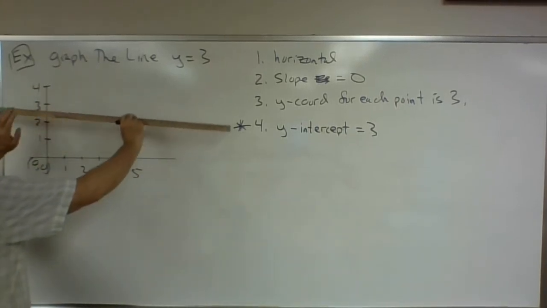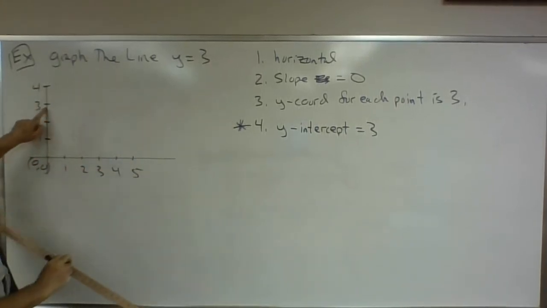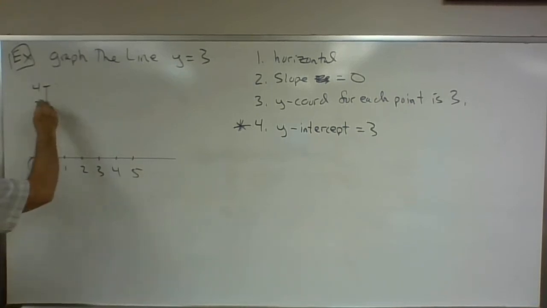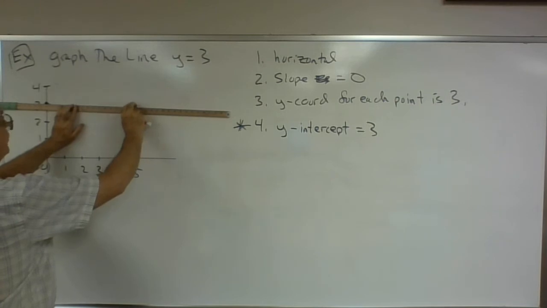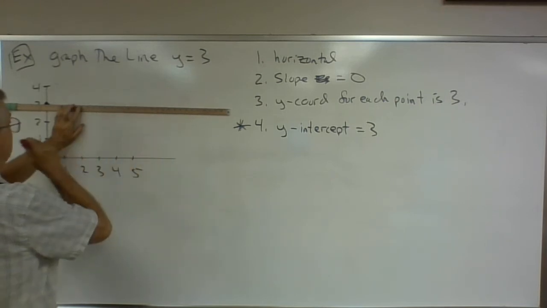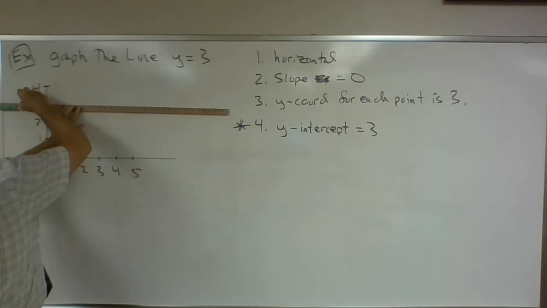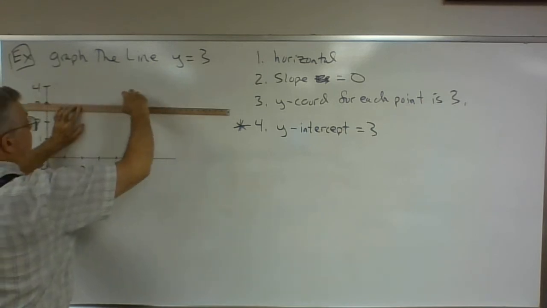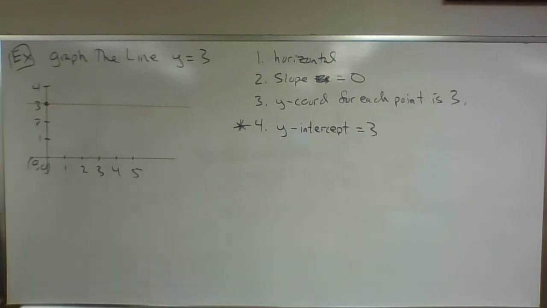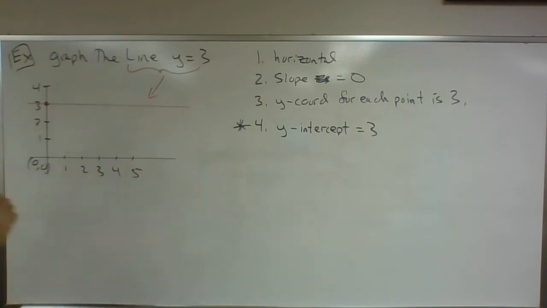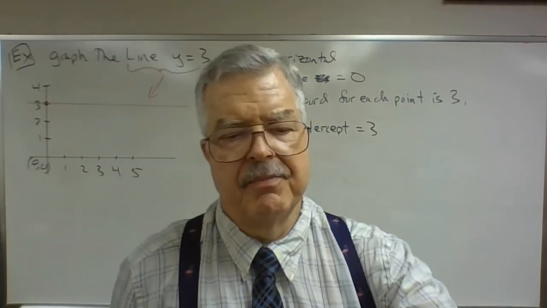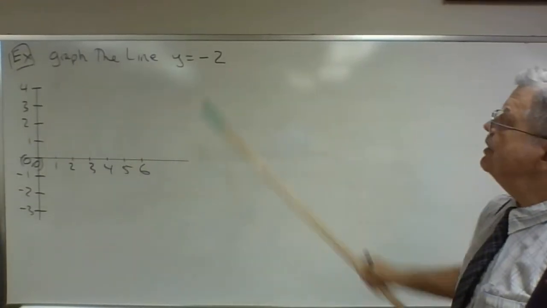So to draw this line, we go to the y-intercept, which is y equal 3. And we draw a horizontal line through this point. Voila! There it is. Let's do one more. Graph the line y equal -2.